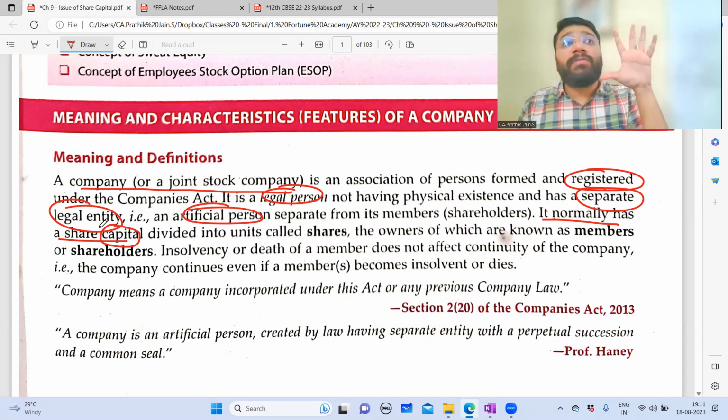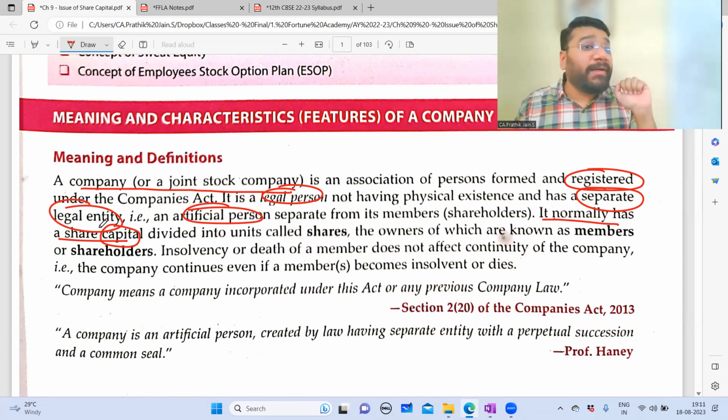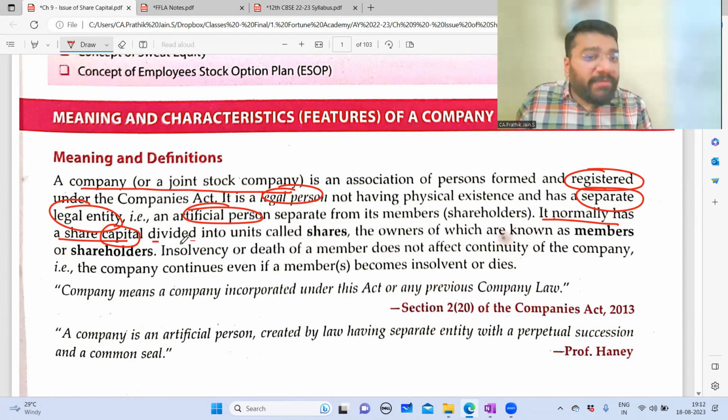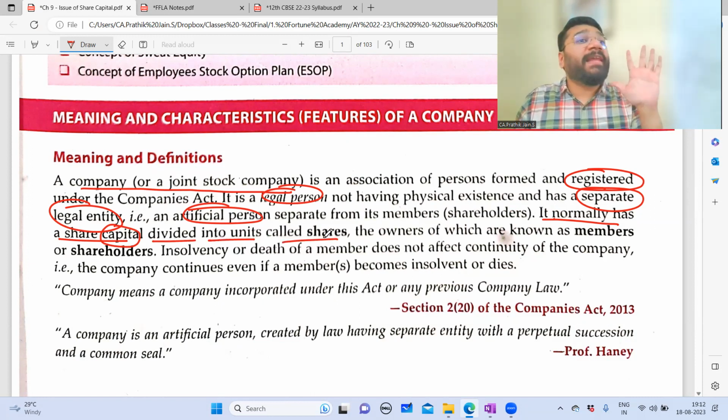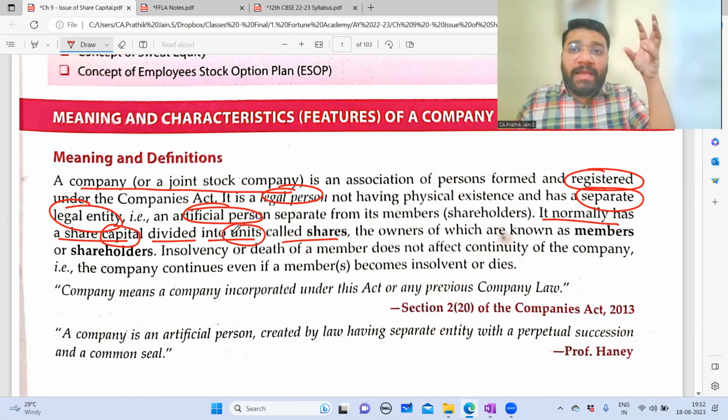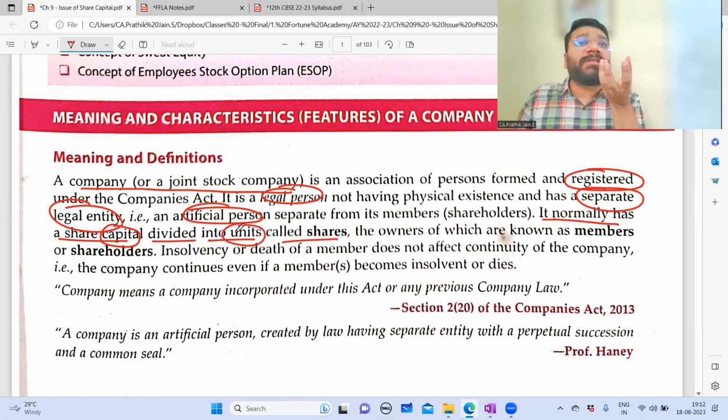So in our business, we wanted 50 lakh rupees capital. How many people shared it? 5 people shared it. A, B, C, D, E. This is called a share capital. This 50 lakh is divided into smaller units called shares. How many shares we gave? 5 lakh shares. The unit value is how much? 10 rupees per share. So 50 lakh I divided by 10. I got how much? 5 lakh is the number of shares.